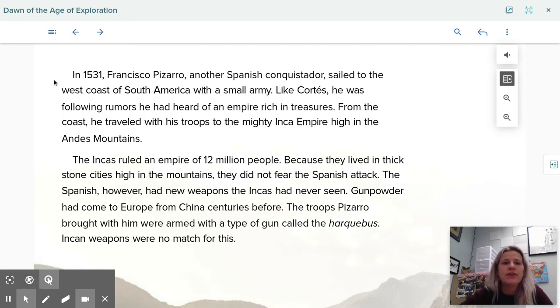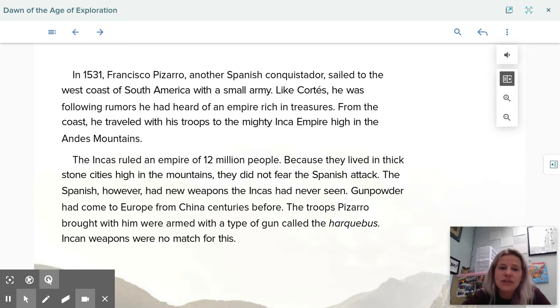In 1531, Francisco Pizarro, another Spanish conquistador, sailed to the west coast of South America with a small army. Like Cortez, he was following rumors he had heard of an empire rich in treasures. From the coast, he traveled with his troops to the mighty Inca Empire, high in the Andes Mountains. The Incas ruled an empire of 12 million people.